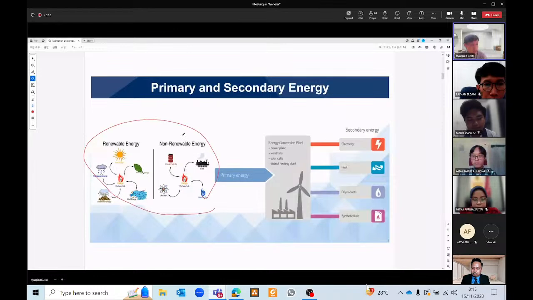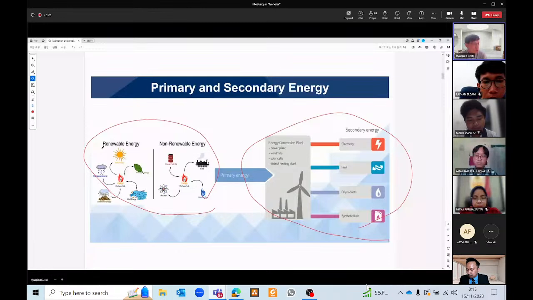These are primary energies, and using the primary energies, we are going to convert into secondary energies. Let's just see the primary. You can classify again renewable versus non-renewable. In renewable, you have solar, hydro, biomass, wind. On the other hand, non-renewable, we have what? Fossil fuel, like coal, nuclear, and natural gas. So these energy resources you can convert into secondary energy.